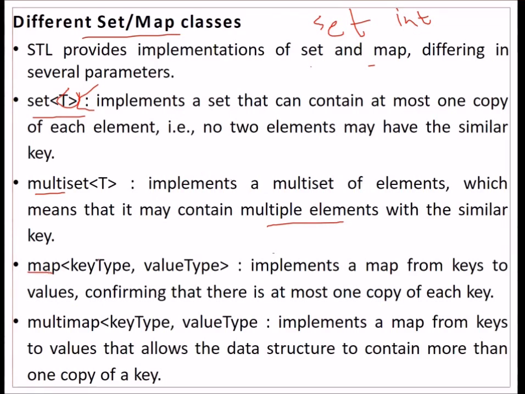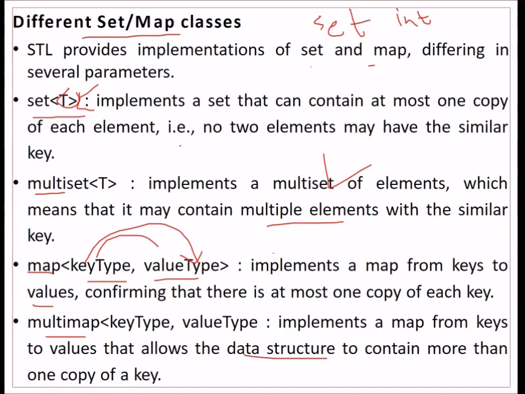While in map, you have key and value pairs. This map implements a map from keys to values, confirming that there is at most one copy of each key. So each key will relate to only one value. But multimap is map plus multiplicity. It is equivalent to map, but it implements a map from keys to values that allows the data structure to contain more than one copy of a key.